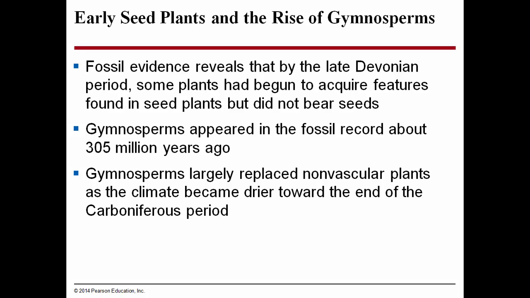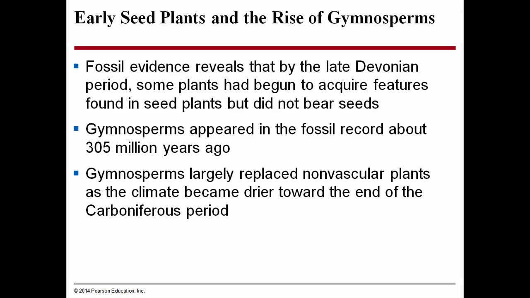Early seed plants and the rise of gymnosperms. Fossil evidence suggests that by the late Devonian period, some plants had begun to acquire features found in seed plants but did not bear seeds. Gymnosperms appeared in the fossil record about 305 million years ago.